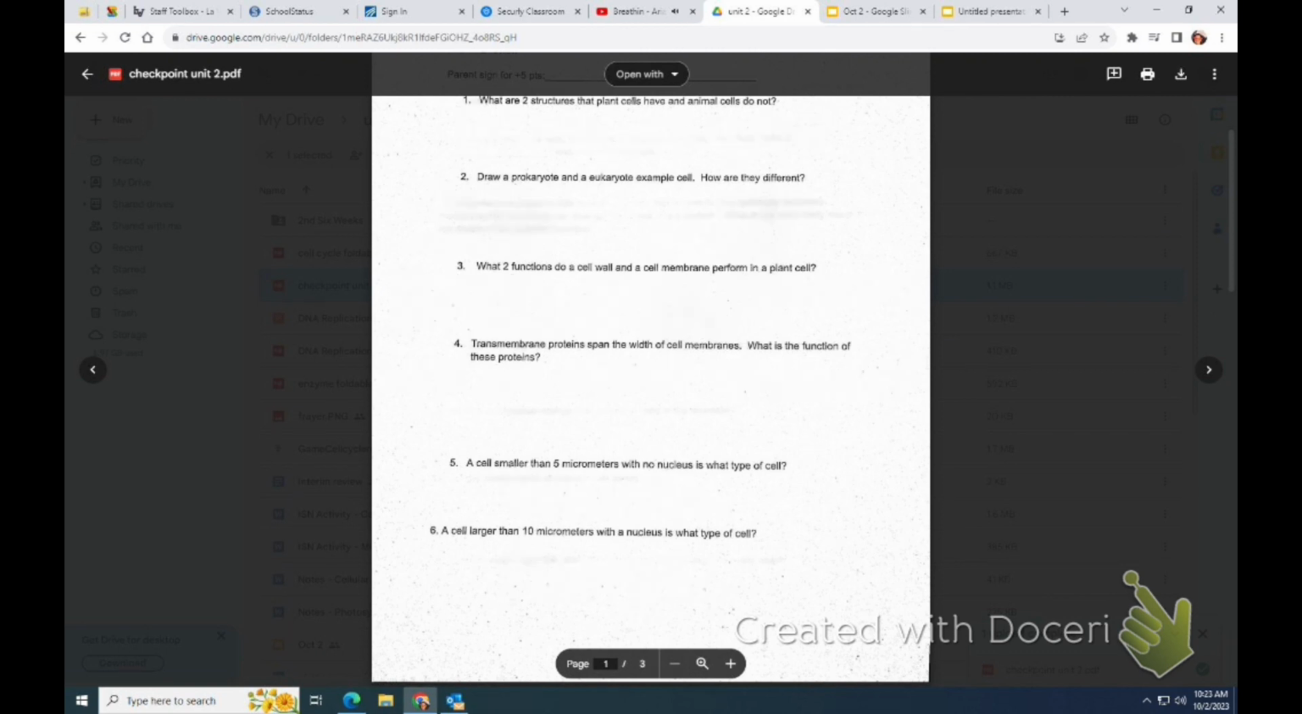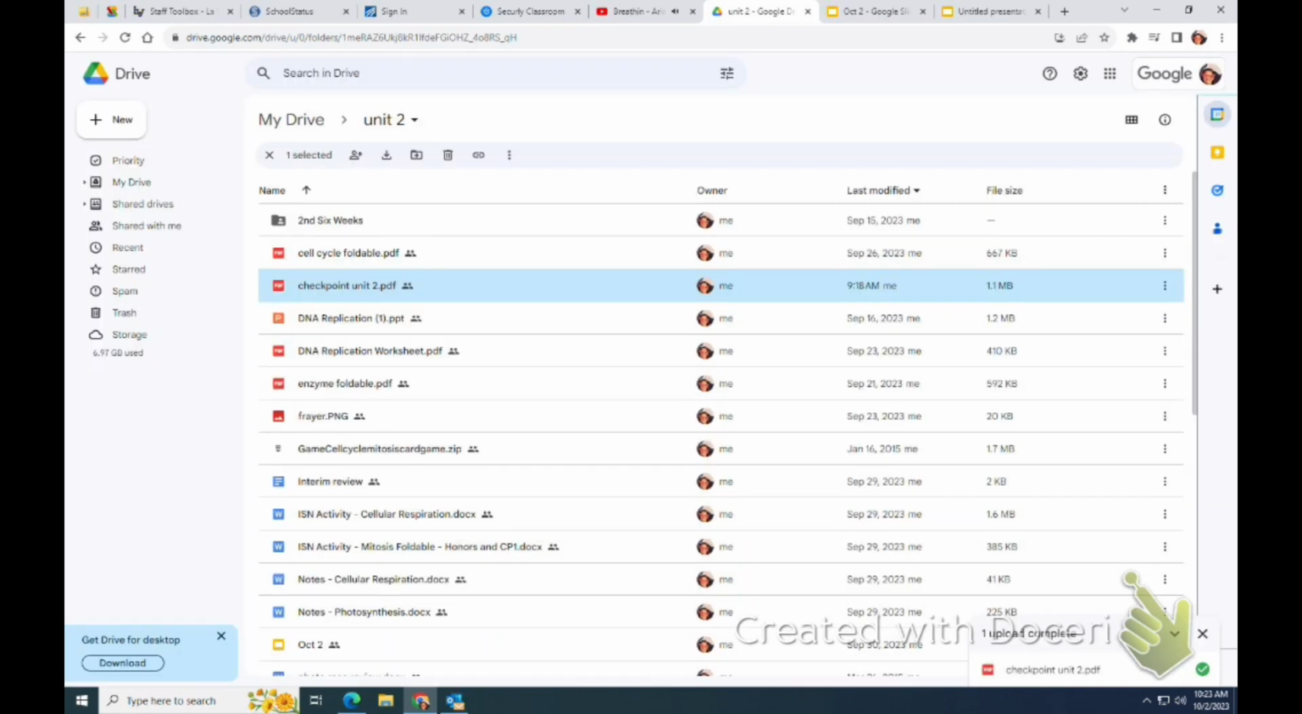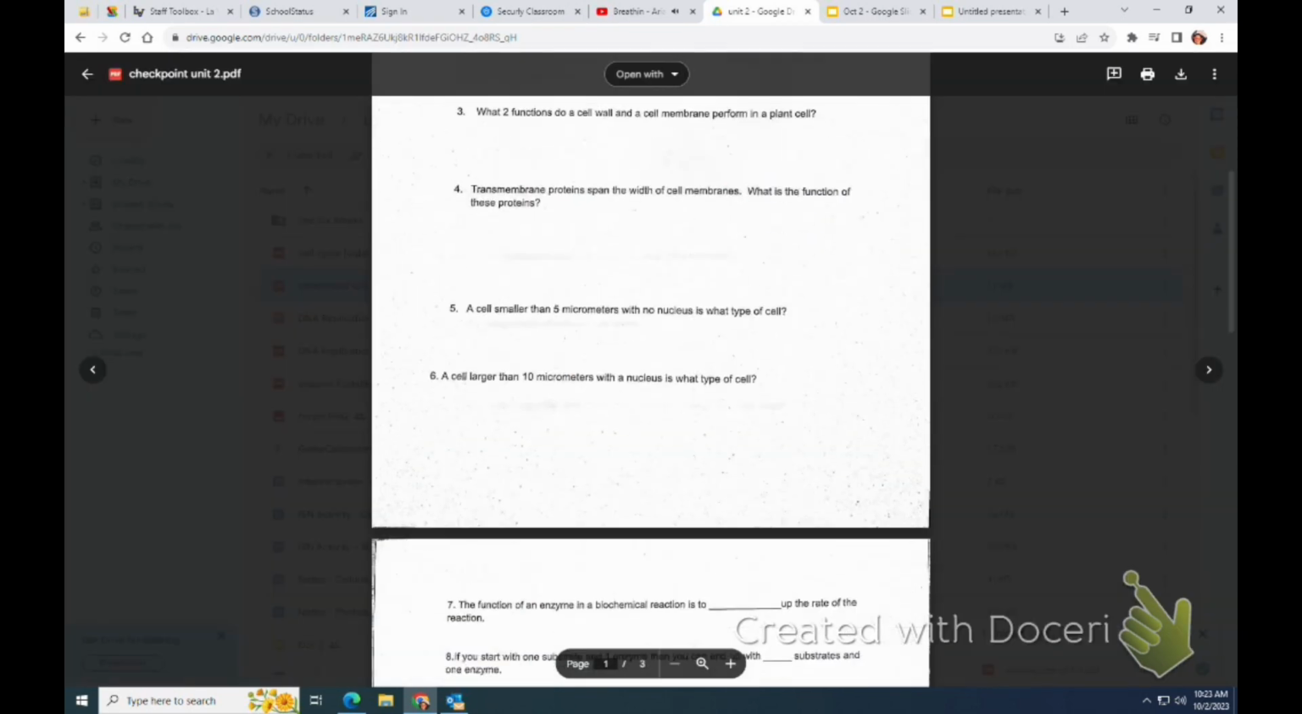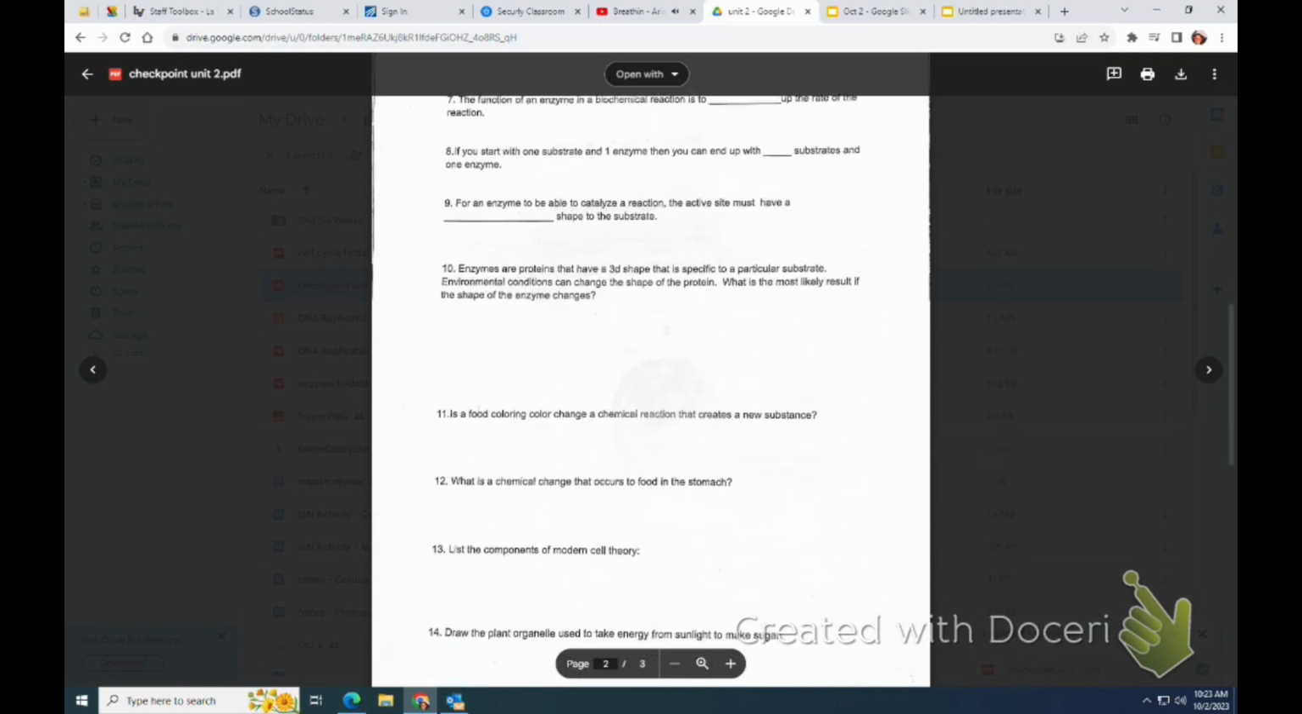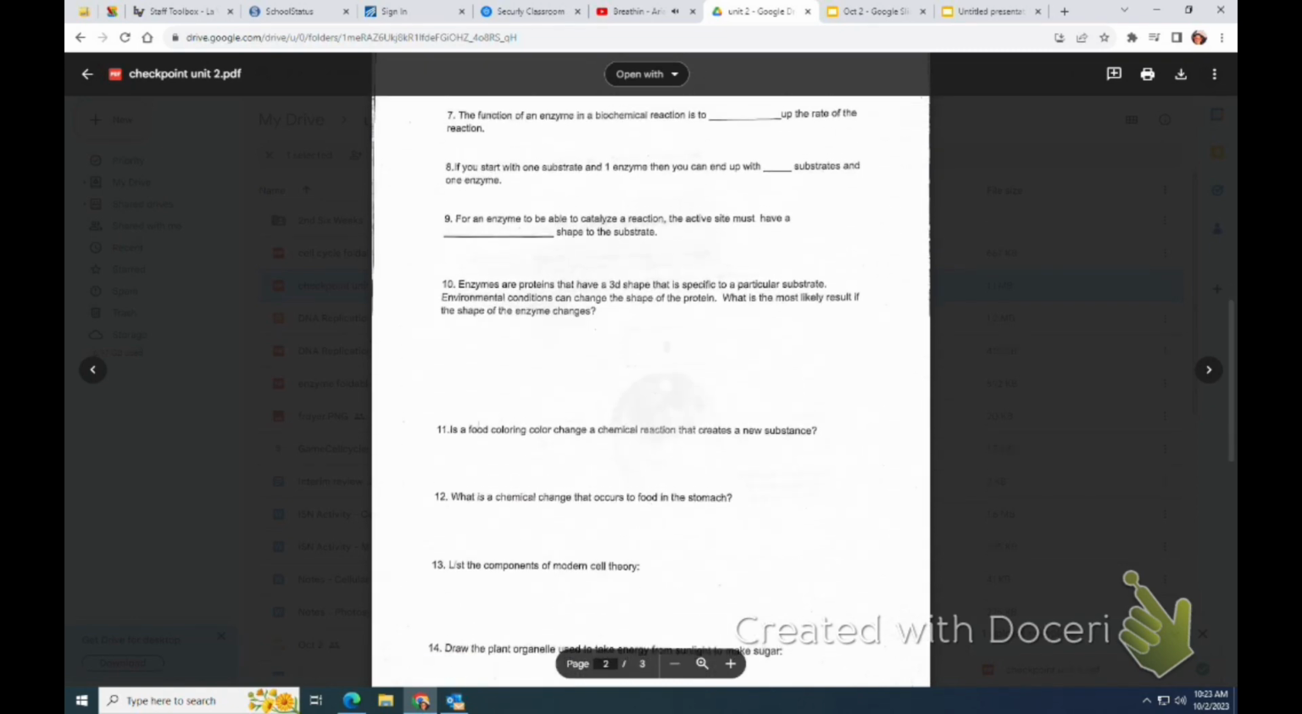All right, let's look now at number 7. The function of an enzyme in a biochemical reaction is to what? Speed. Yes, to speed up the rate of the reaction. That is good, Alex. You can have tickets for that. Did y'all hear the word that Alex said? The fancy word for speed up is catalyst.